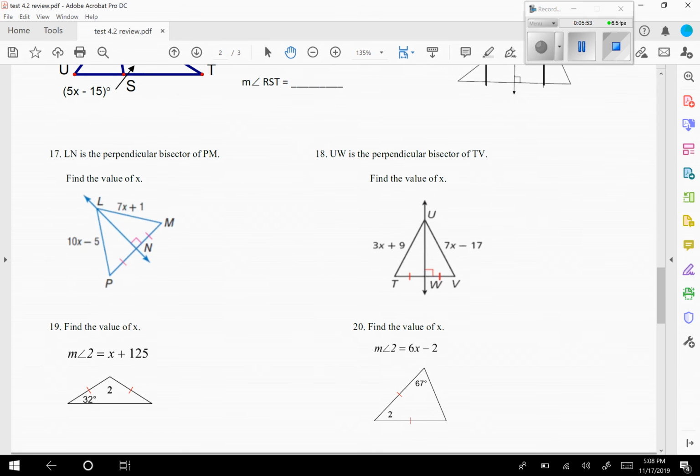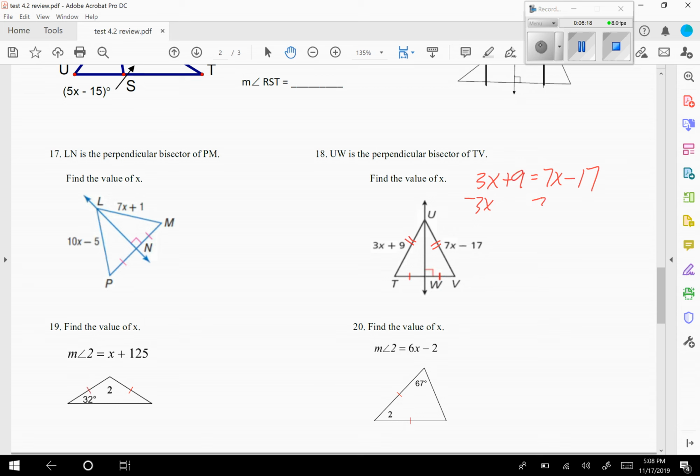Okay, question 18. It says UW is the perpendicular bisector of segment TV. Find the value of x. So if we have a perpendicular bisector, then we know that these two pieces here are congruent. So 3x plus 9 is equal to 7x minus 17.